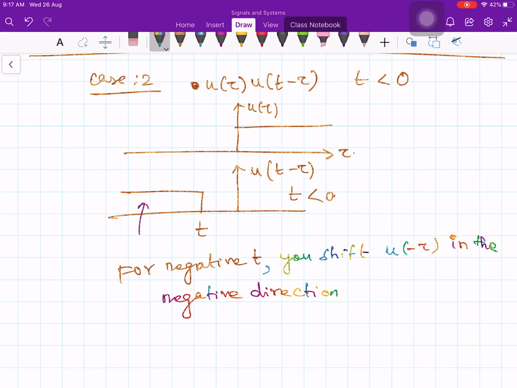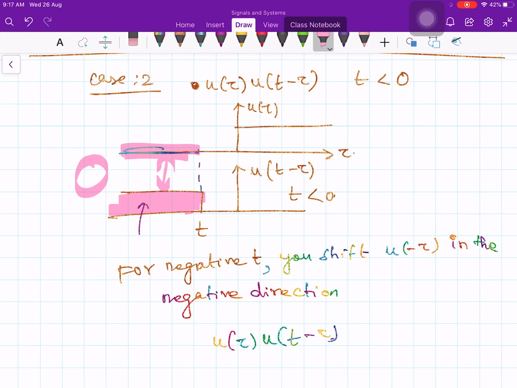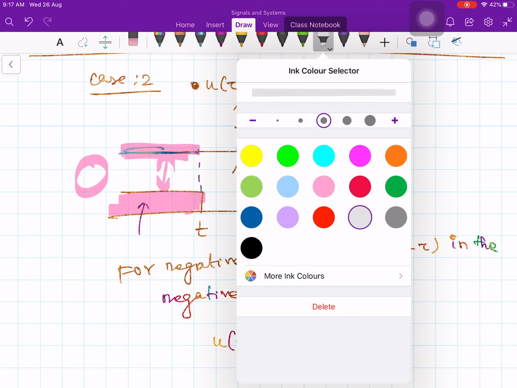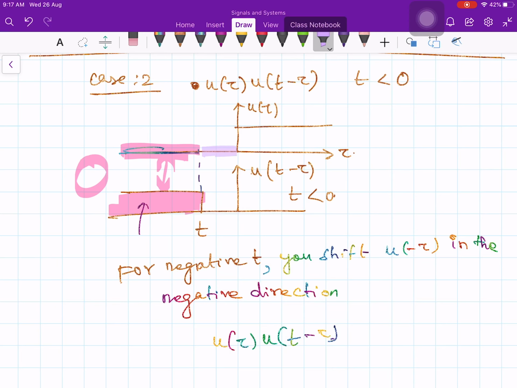So when you make the product u of tau times u of t minus tau, what happens? See, here I have non-zero area, right, up to t, but here I have 0. Therefore, the product of this and that becomes 0. Let me change to another color. And here again it is 0, and here also it is 0. The product of these two will give 0. And then here it is 1, but here it is 0. So if you take the product of these two, again this is 1 and this is 0. 1 and 0 becomes again 0.